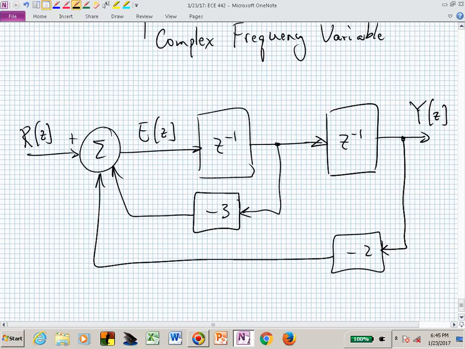We can find that for the 441, 541 students using Mason's gain. For anyone else, you can do block diagram algebra. It doesn't matter. Let's do some block diagram algebra.